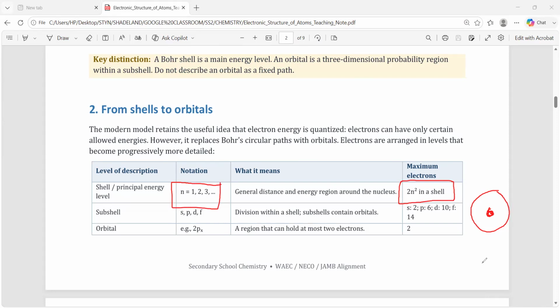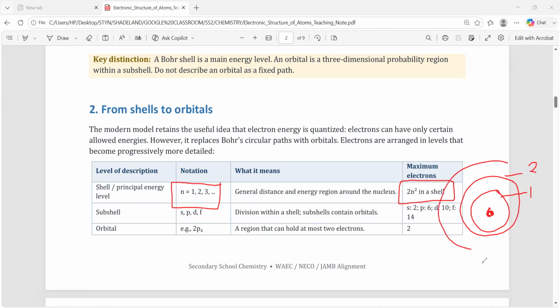So I want to illustrate the n here. This is the first shell. This is the K shell, shell 1. So n here is 1. Then for the second shell, like this, n here is 2.